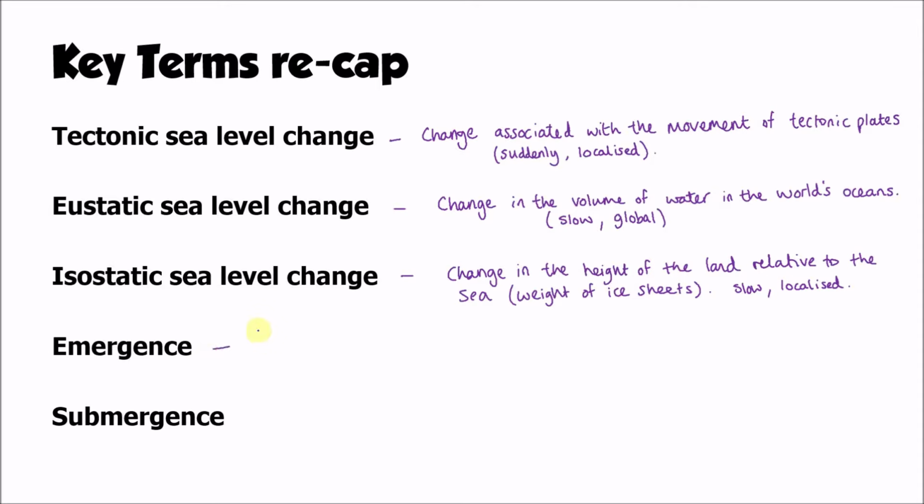Emergence is just another name for the situation where the land is rising, or the sea level is falling. So it's a relative fall in the sea level. Now that idea of it being relative is important, because actually the land could rise and you would have created a relative fall in the sea level.